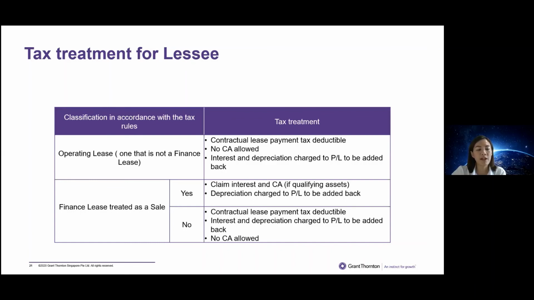And then next, for finance lease not treated as a sale, as I've highlighted in the earlier slides, that is similar to an operating lease. That is, in essence, an operating lease. So the tax treatment for the lessee would effectively be claiming a tax deduction on the contractual lease payment. So what is your rental expense in the lease agreement? And any interest and depreciation that is being charged to your profit and loss statement would have to be added back. And likewise, like an operating lease, the lessee does not effectively own the asset, so you will not be allowed any capital allowance claim on that asset.